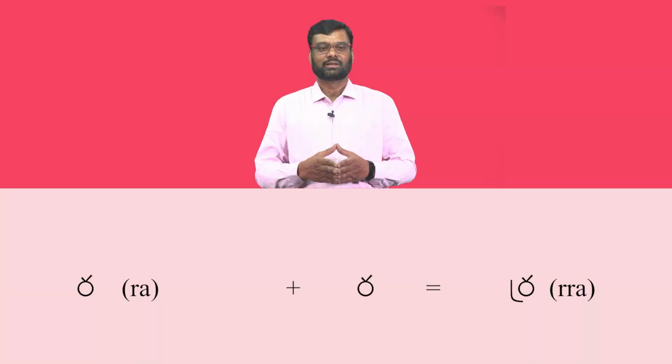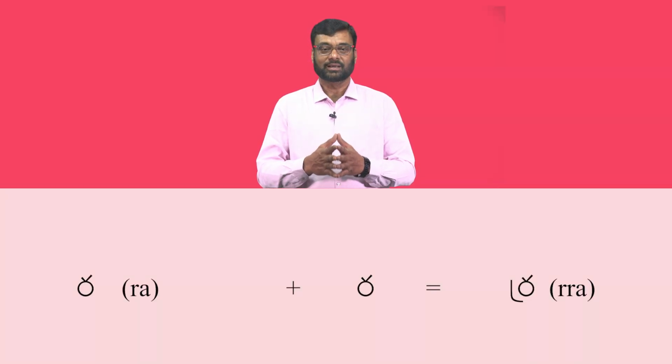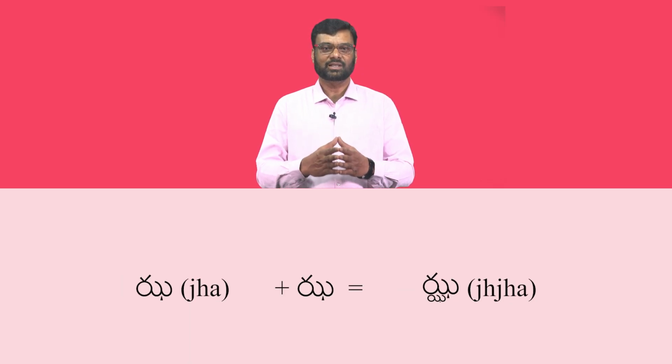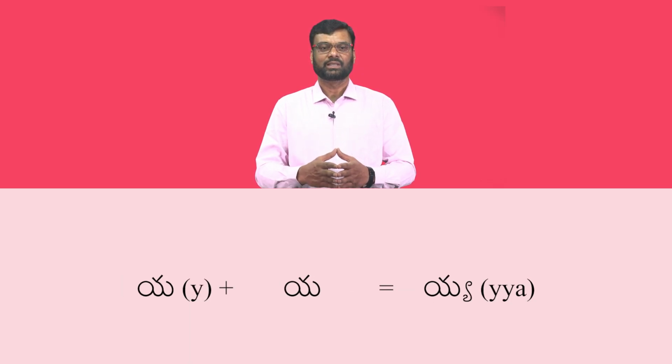Here we observe how secondary symbols of consonants are attached to base consonants. Ra plus ra, rra. Sha plus sha, ssha. Jha plus jha, jjha. Ya plus ya, yya.